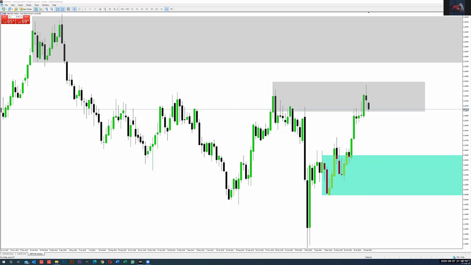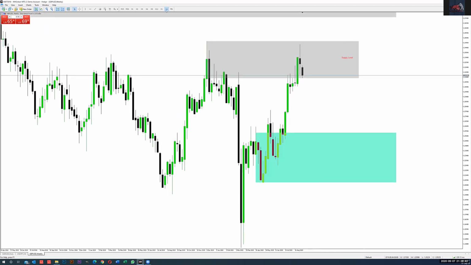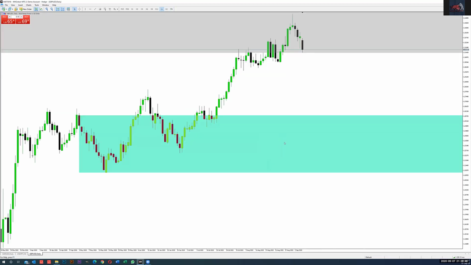So once you've done that, this is a weekly chart, right? So what I'm gonna do is I'm gonna grab my text tool, right? Then I'm gonna write supply level, so that I know that this area is a supply zone. Supply. Okay. Right. Let me just move to the right here. So now I'm gonna go to a daily time frame.